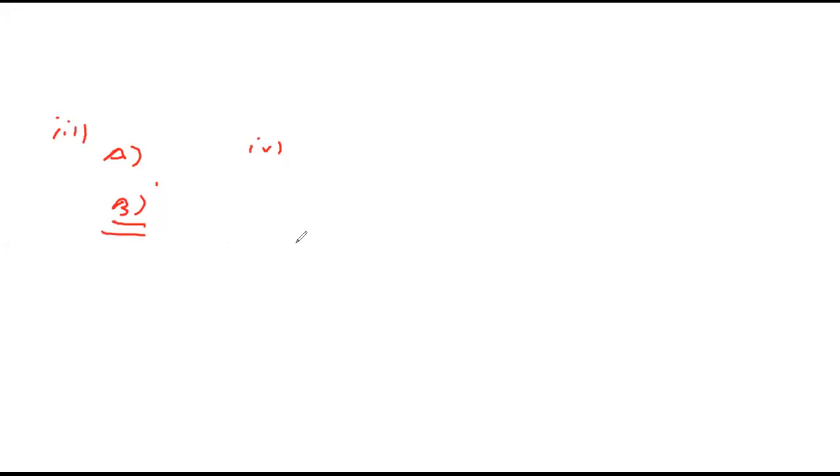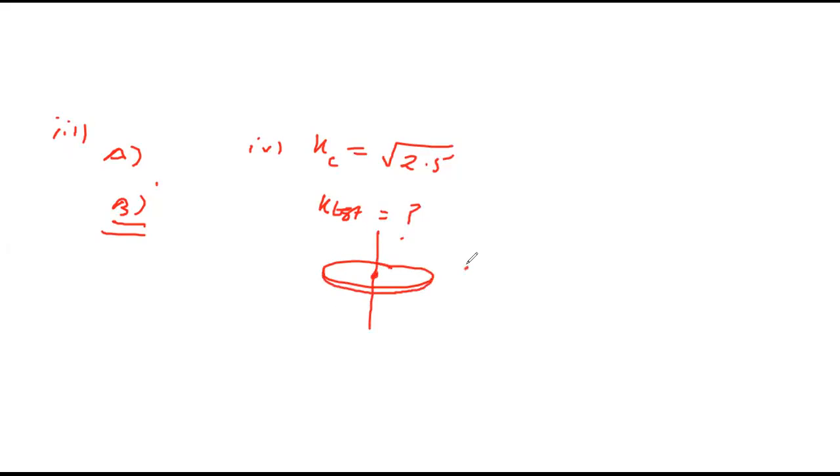In a certain unit, the radius of gyration of a disc about the central transverse axis is root of 2.5. Its radius of gyration about the central axis means passing through the center. What will the radius of gyration about a tangent in the plane be in the same unit? If this is the disc, then this is the transverse axis passing through the center, and this is the tangent in the plane.